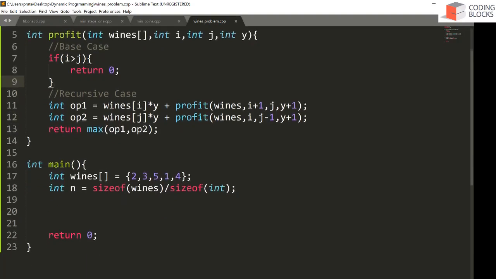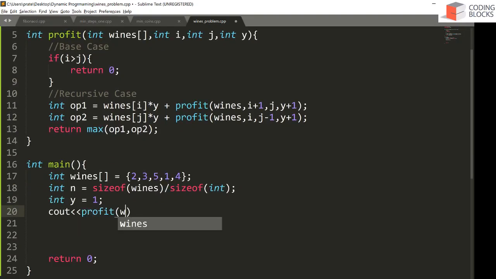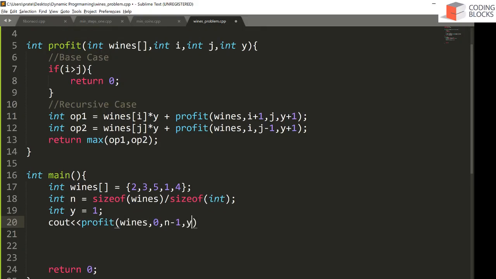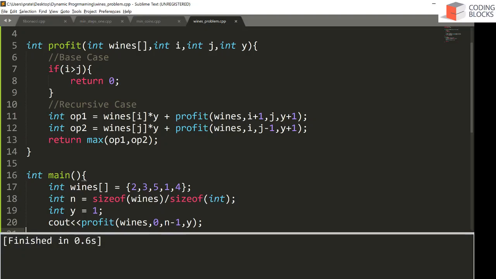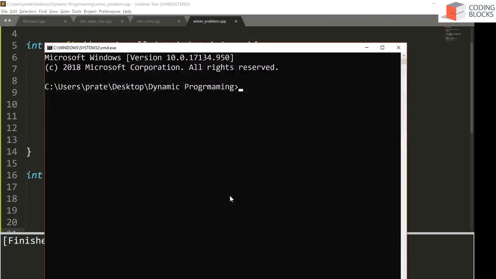Okay, so let's try to run this code. In the beginning, the year is 1, so I can do cout profit of wines. I is 0, j is n minus 1, and the year is y, right? So let's build our code and run it. So I can say okay.